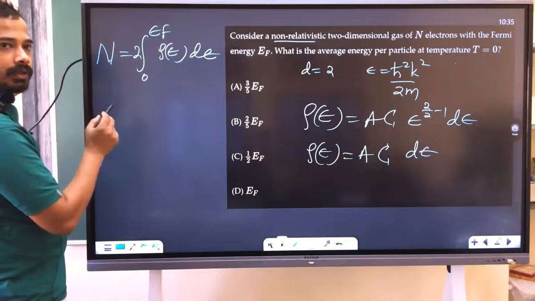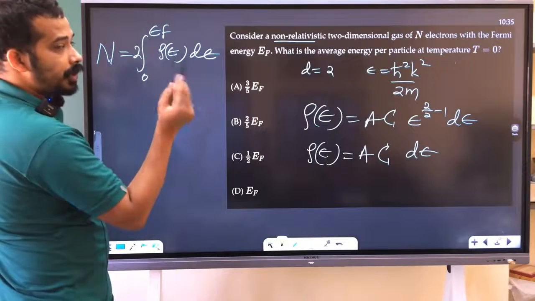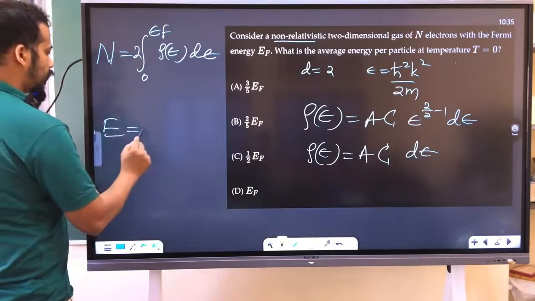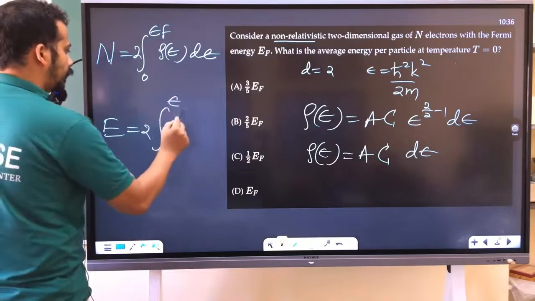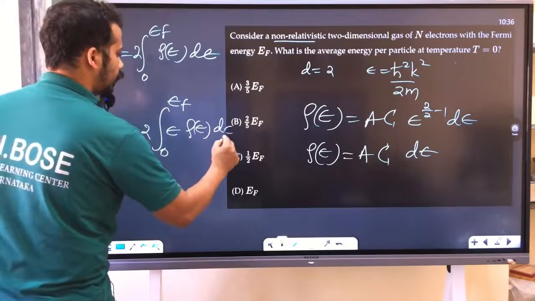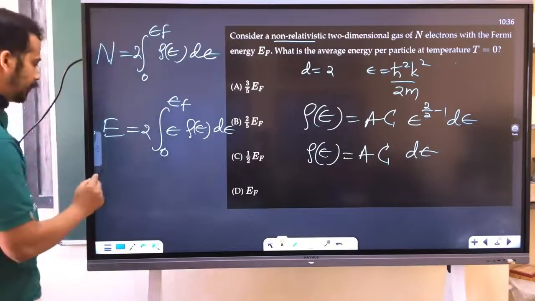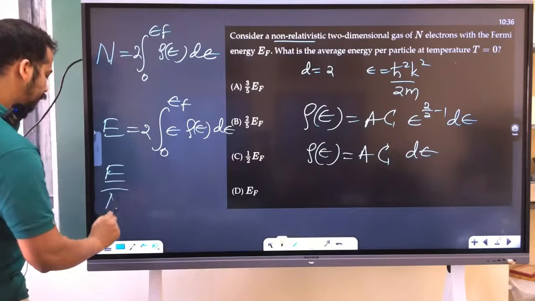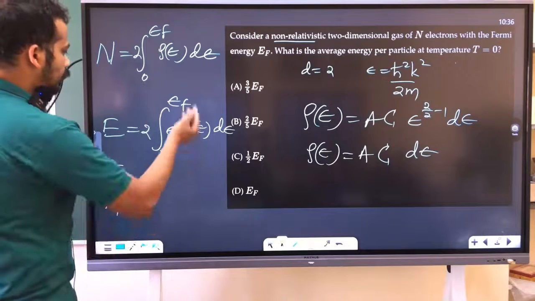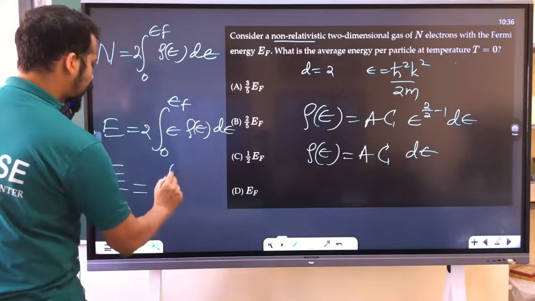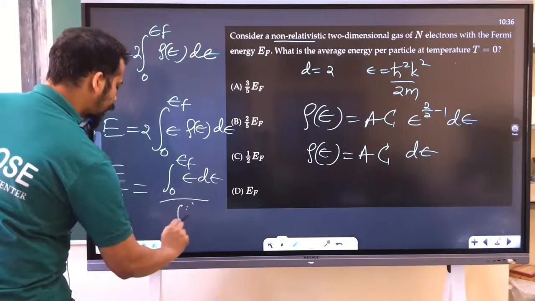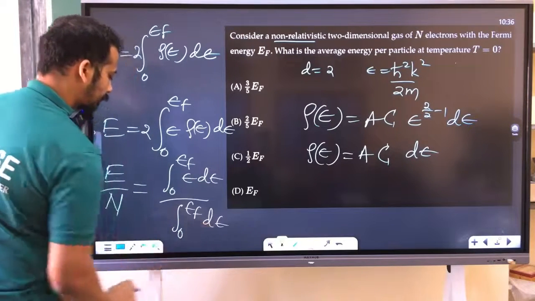What do you think? I mean, average energy per particle, he's asking. So this is average energy, that's equal to 2 times integral 0 to EF of E into rho of E dE. F of E is there, but it's equal to 1. Now what you need? You need E divided by N, average energy per particle, isn't it? So this 2 gets cancelled, that will get cancelled. Integral 0 to EF of E dE divided by integral 0 to EF of dE, very simply.